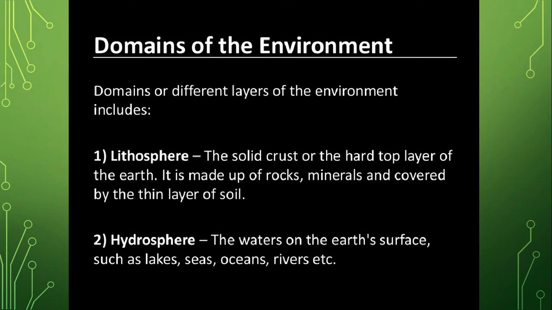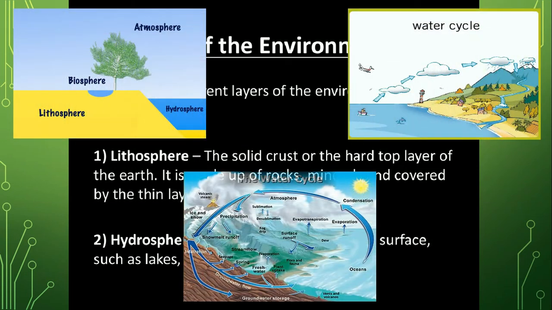The next domain of the environment is hydrosphere. Hydro means water. It is the part of the earth that contains water. It includes water bodies like streams, lakes, oceans, seas and rivers, etc. It is essential for all living organisms, humans and animals also.